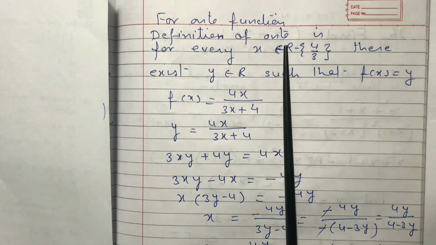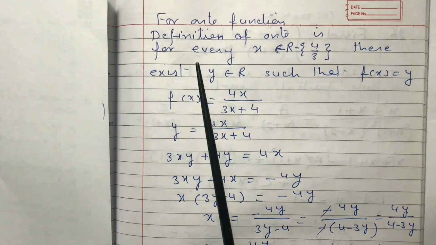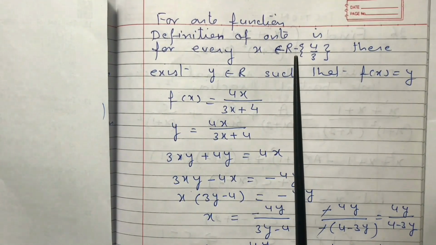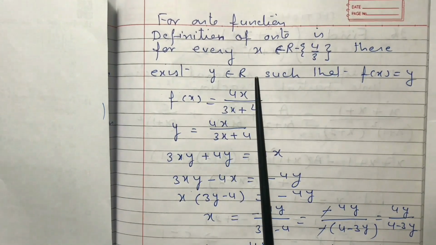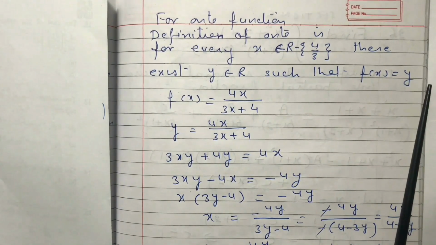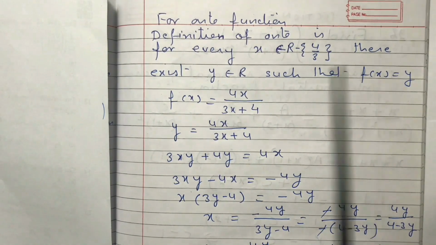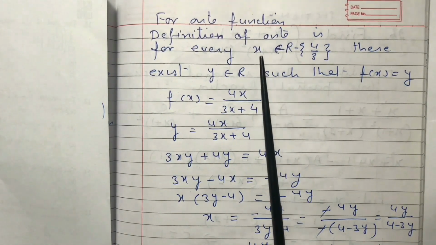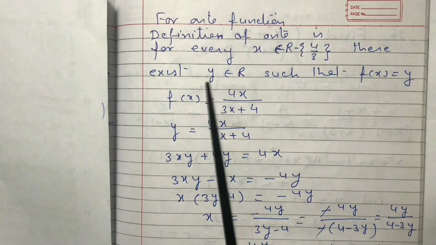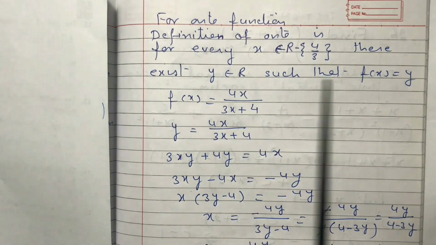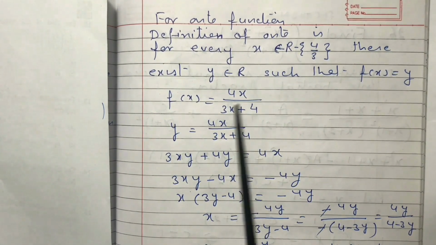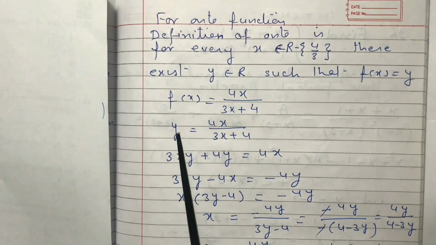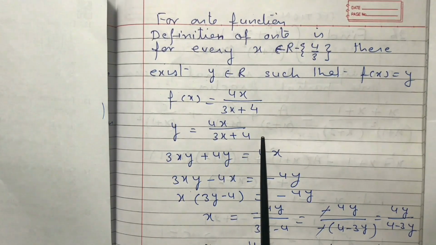Now what is the definition of an onto function? For every y belonging to R, there exists x belonging to R minus 4 by 3 such that f(x) is equal to y. This is your definition of onto: for any element y in R, an x must exist such that f(x) is equal to y. Now here f(x) is equal to 4x upon 3x plus 4. It means y is equal to 4x upon 3x plus 4.